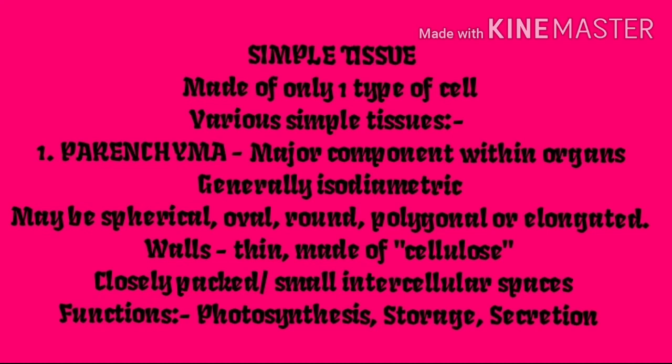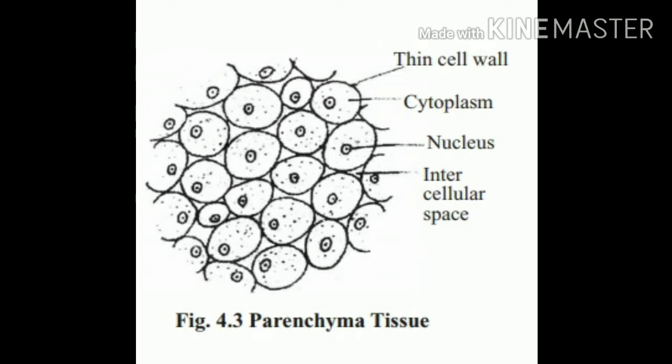So let's understand what parenchyma are. Parenchyma forms the major component within the organs, and the cells of parenchyma are always isodiametric. They may be spherical, oval, round, polygonal, or elongated in shape. They have thin walls which are made up of cellulose, and they are either closely packed or have small intercellular spaces. The major functions of parenchyma are photosynthesis, storage, and secretion.